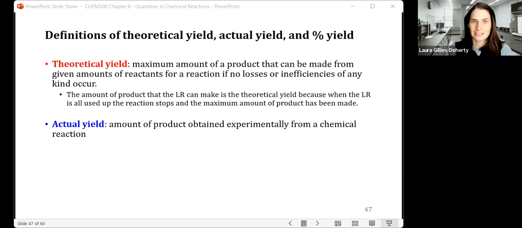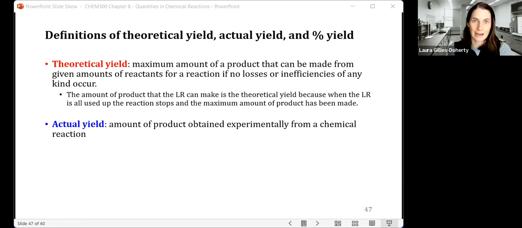Actual yield is what you actually get in the lab. So it's like once you've done your chemical reaction, you collect your product, and then you go and you weigh it or you analyze it to figure out how much you actually got. So it's really common for the actual yield to be less than the theoretical yield.